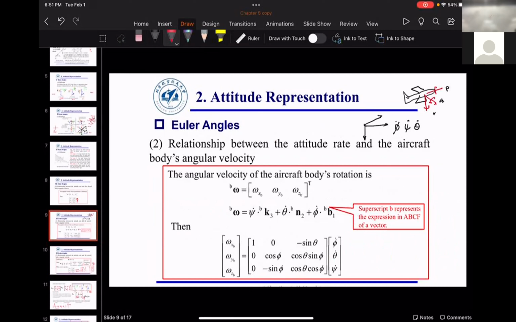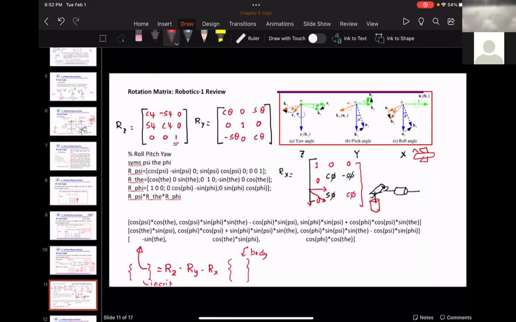So K3, N2, and B1 are those things 0 or 1, the equivalent of that, right? Basically, they are the transpose. So basically, the difference here is this is body, and that is inertial to inertial. But if you look at the way we studied in robotics, we always had inertial angular velocities on the left hand side. We had a rotation matrix, or a Jacobian transformation, and the body angular rate on the other side.